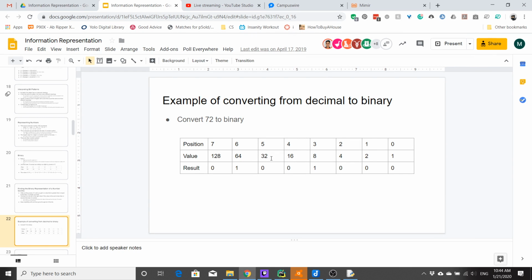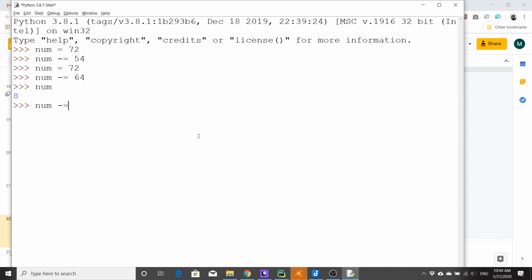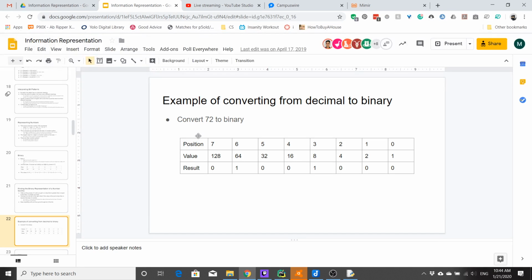So are there any 32s in 8? No. Any 16s in 8? No. Any 8s in 8? Yes. 1. So we subtract out our 8, and we end up with 0. So are there any 4s in 0? No. Any 2s in 0? No. Any 1s in 0? No. We've gone through all the bits, so we're done. And this is our binary representation for 72. Any questions here?